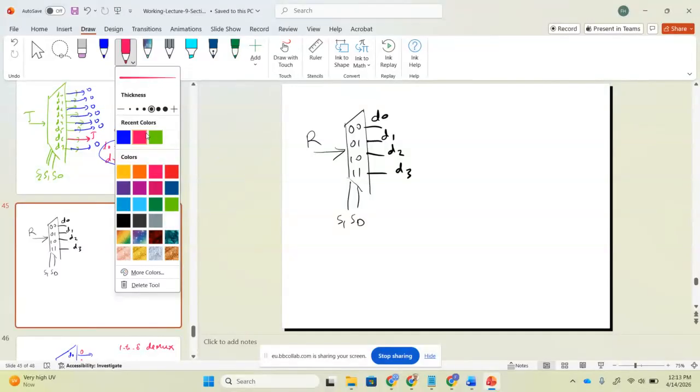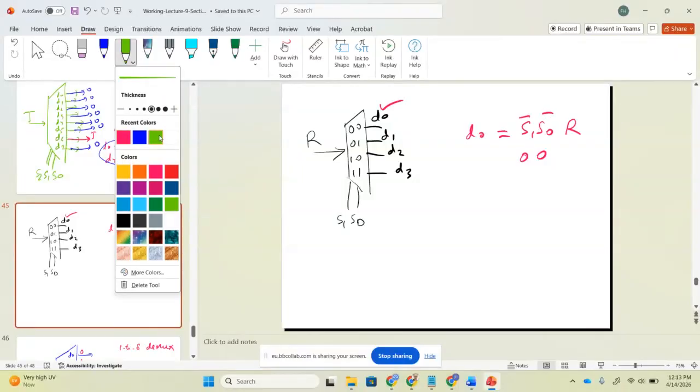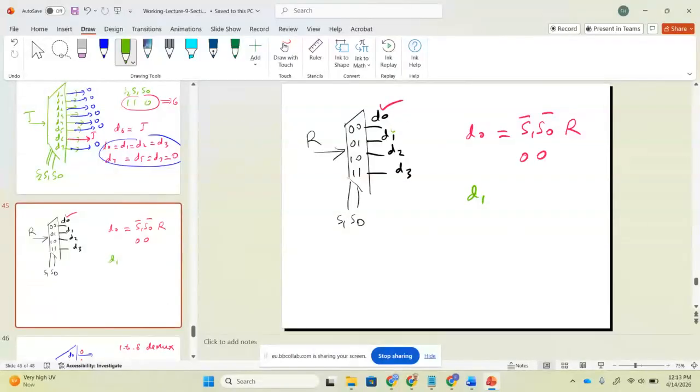Okay, now what will be the expression for D0? Can anyone tell me? I'm using the red color for D0. What is the expression for D0? This is S1 and S0, both complemented, since it's 0, 0. So D0 is S1 bar S0 bar R. What will be the expression for D1? The green color. It's 0, 1, so S1 bar and S0, and then R. Can you tell me? What will the expression be? Anyone may answer?